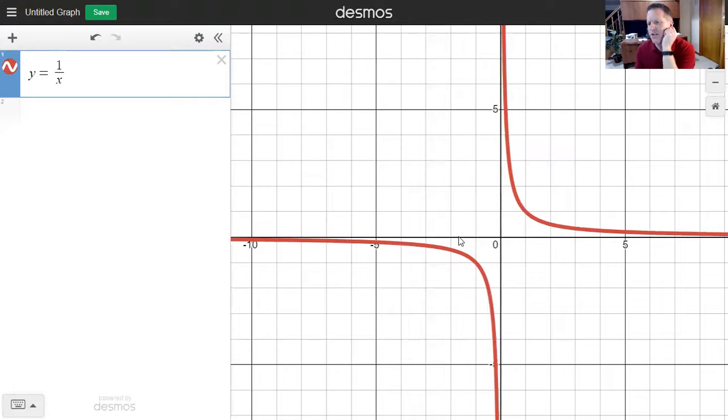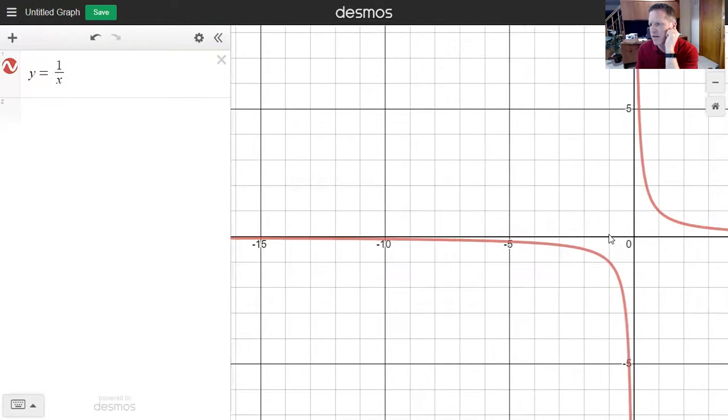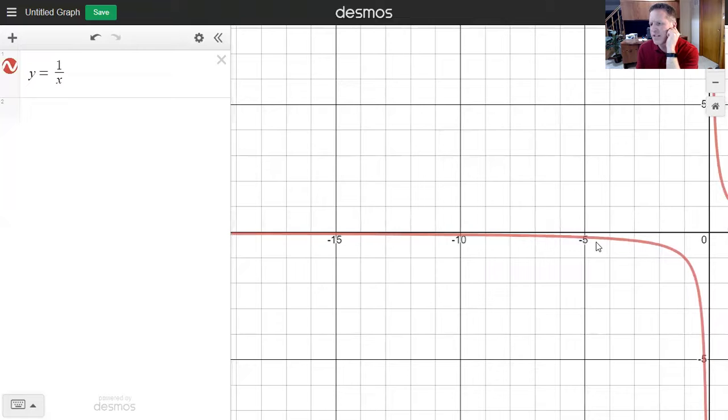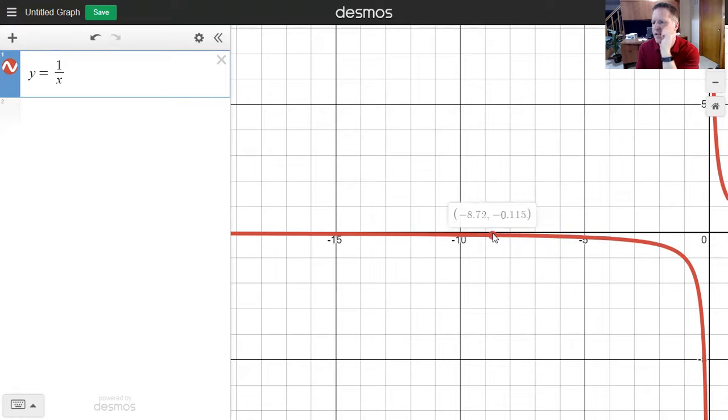Now, here's what I want you to notice with this asymptote. I'm going to move our graph over. So as you can see, the graph here, as we go to the left, it's coming up, up, up, up towards the x-axis. But take a look at the y coordinate on that point, okay? The y coordinate right here, I'm at x equals -9. The y coordinate is -0.111, okay?